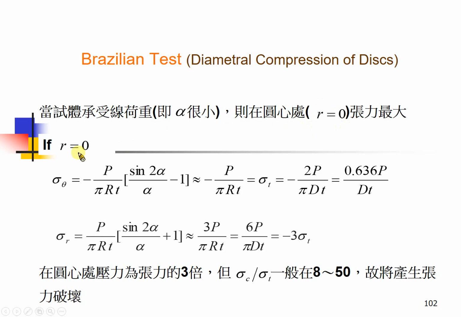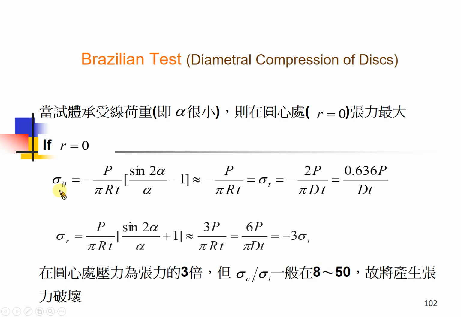Understand? At the center of the disk, if you insert all of the parameters into the previous two equations, then you can get sigma theta equals this, and sigma R equals 3 times the tension stress. This will be the stress when the disk breaks into two pieces.